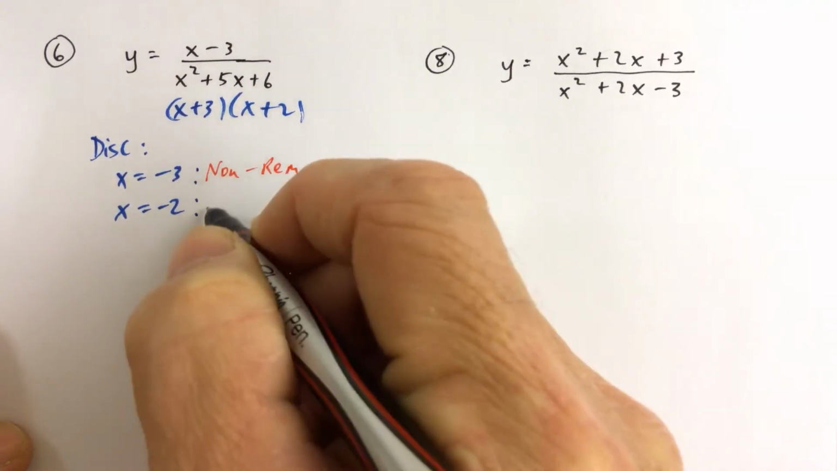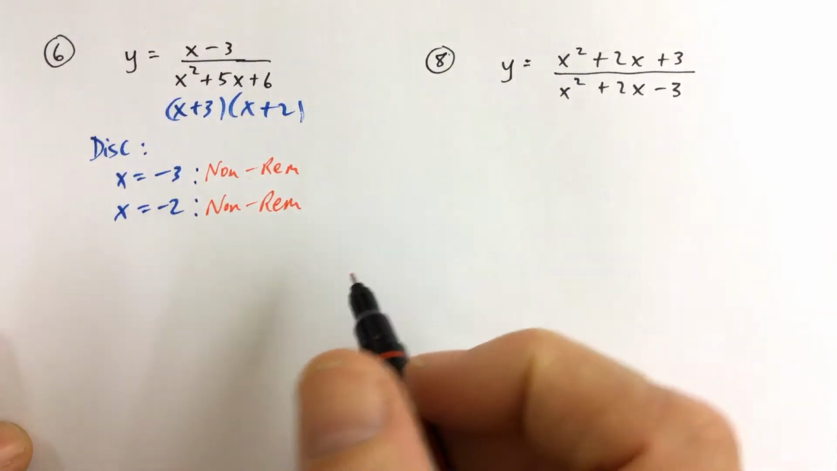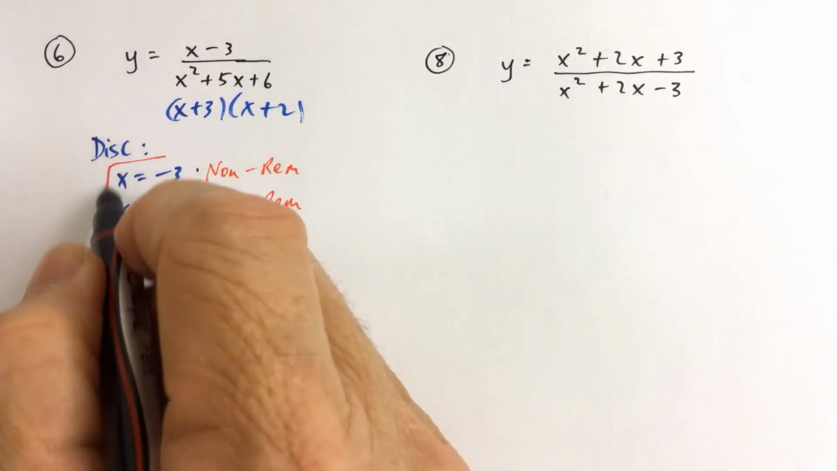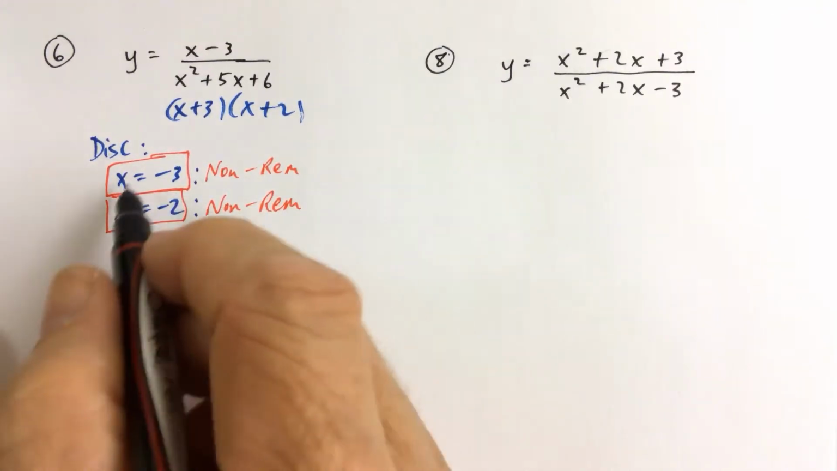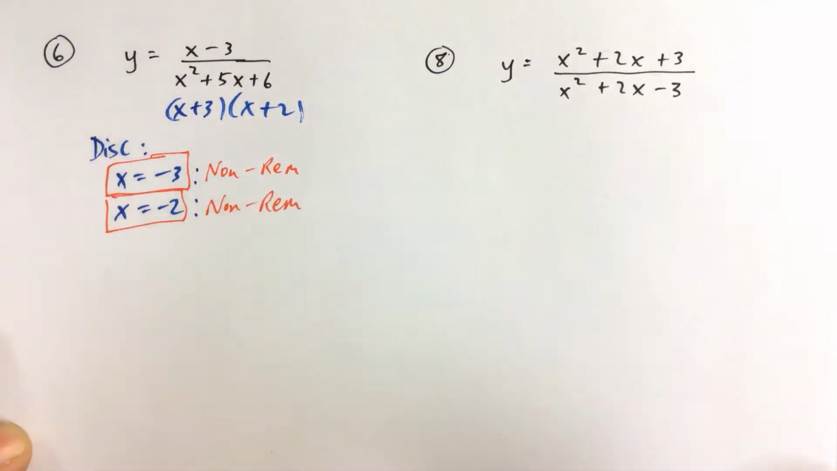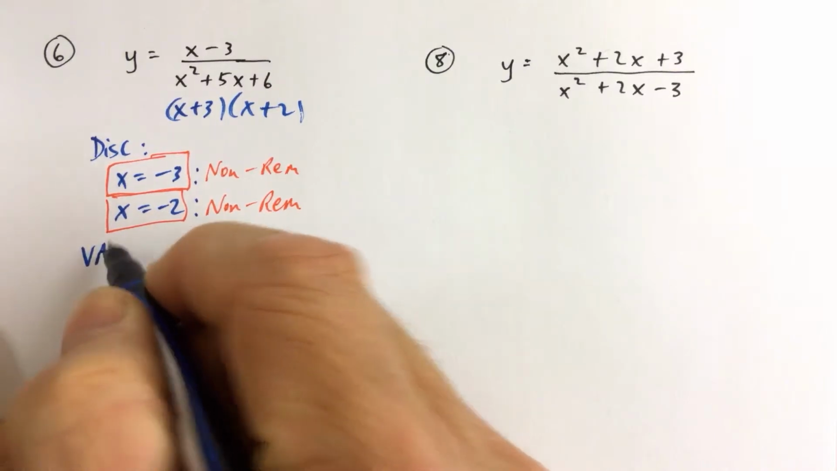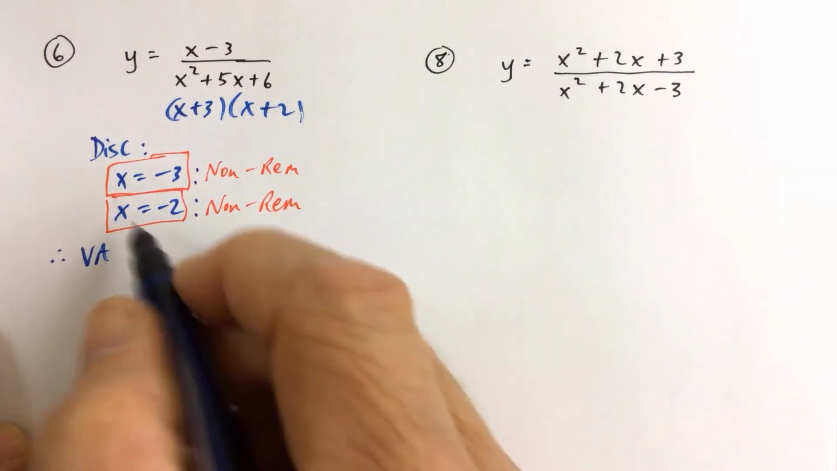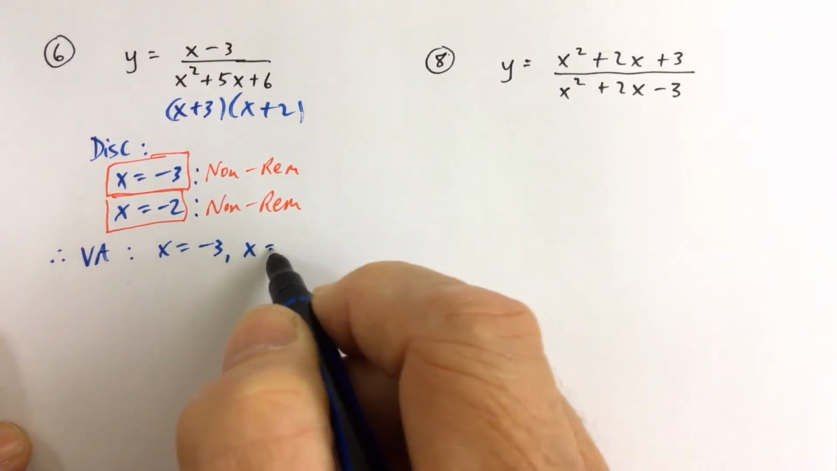And so each one of these factors is non-removable, and in a rational function, if you get a discontinuity that's non-removable, then x equals each of those numbers are what we call the vertical asymptotes. So it's automatically a vertical asymptote. So therefore, vertical asymptotes are x equals -3 and x equals -2.